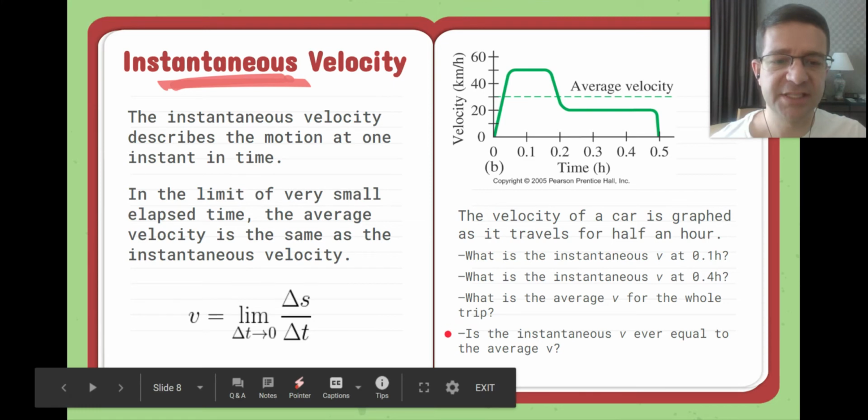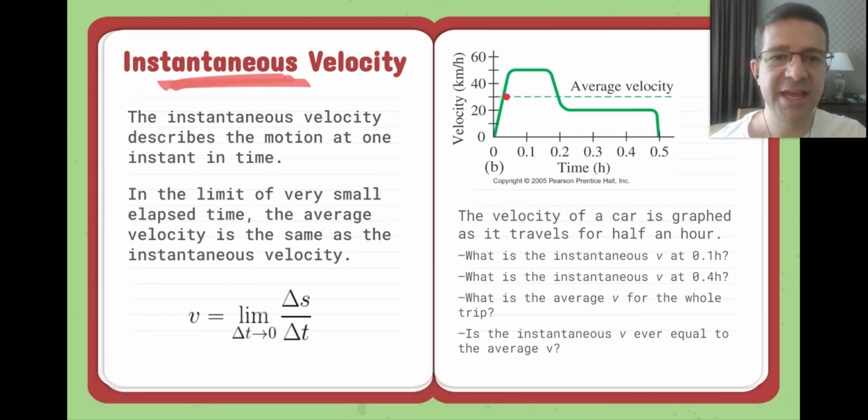Here's an interesting question. Is the instantaneous velocity ever equal to the average velocity? So we follow this line across, and we see that right here, maybe about 4 minutes in. 0.1 hours would be 6 minutes, so this is maybe 2 minutes in. So at 2 minutes in, the average velocity and the instantaneous velocity are the same. And again, over here at 0.2 hours or 12 minutes. And so there's the difference. The graph shows us that the velocity is changing at several places, and so the average velocity is not the same as the instantaneous velocity.